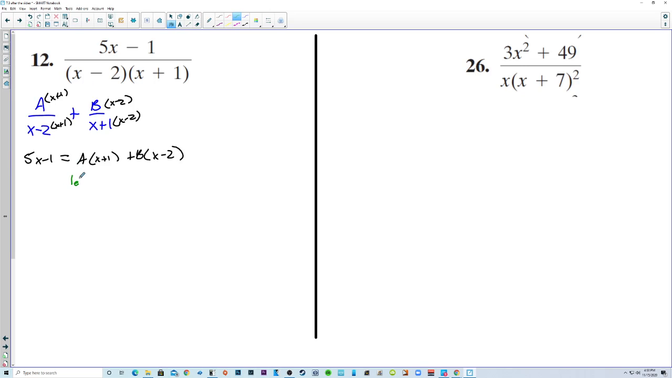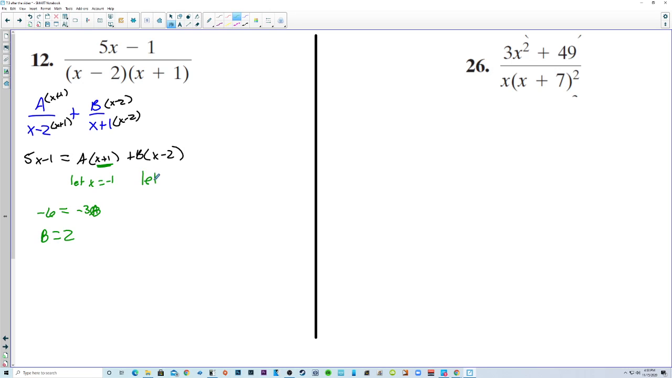Let's let x equal negative 1. We're going to let x equal what would make that factor 0. But now we're going to plug negative 1 into all of the x's. So negative 5 minus 1 is negative 6. Negative 1 minus 2 is negative 3. And that's a B. So B is equal to 2.